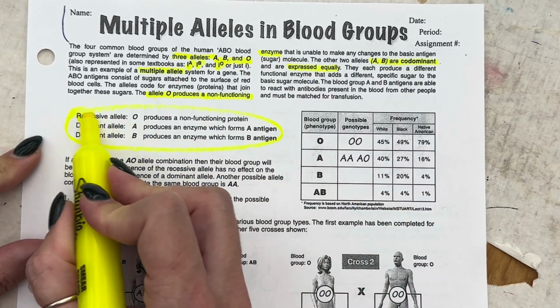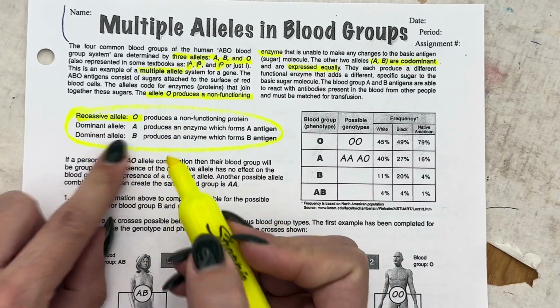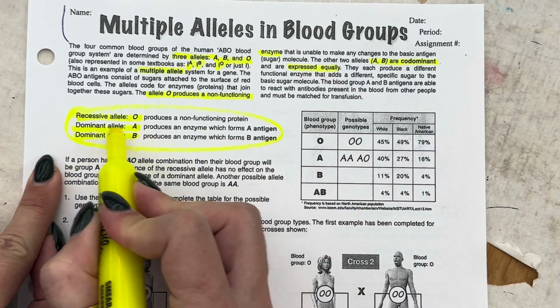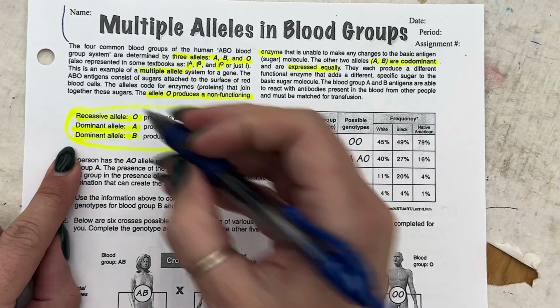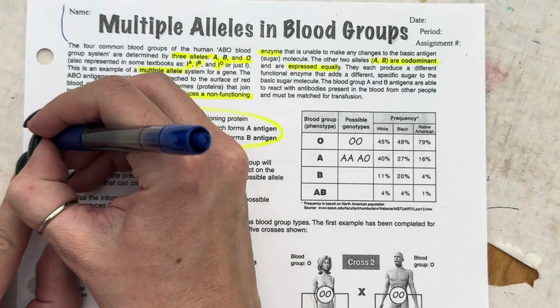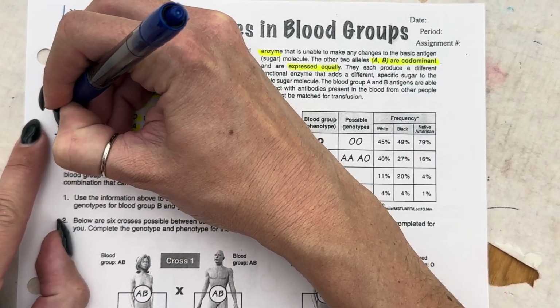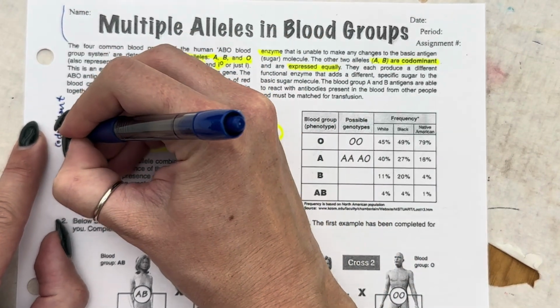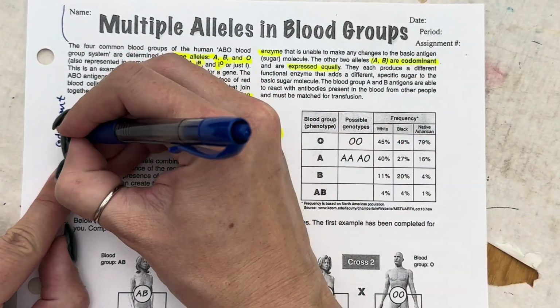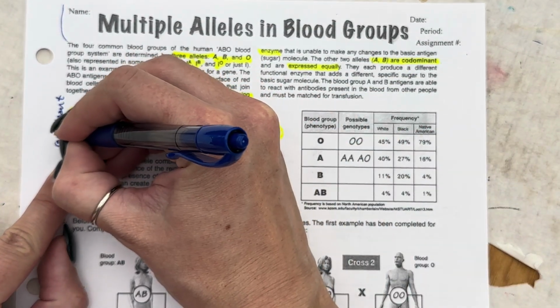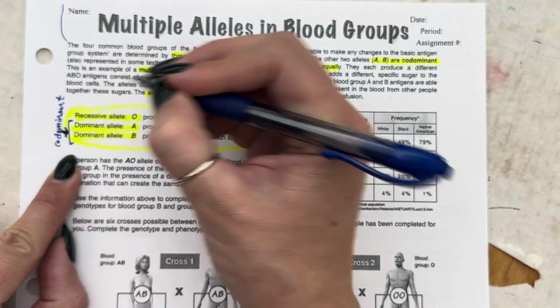We have our recessive allele, which is the O, and then we have two dominant alleles, and those are going to be operating under what we call codominant, because if they are both present, they are both going to be expressed on the surface of the red blood cell.